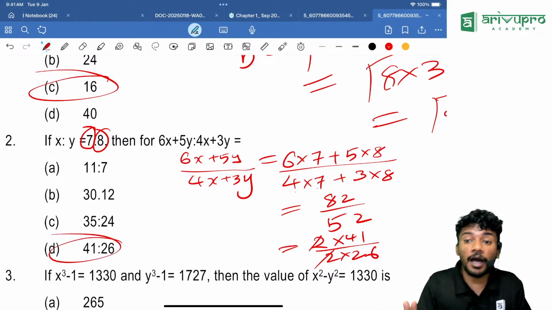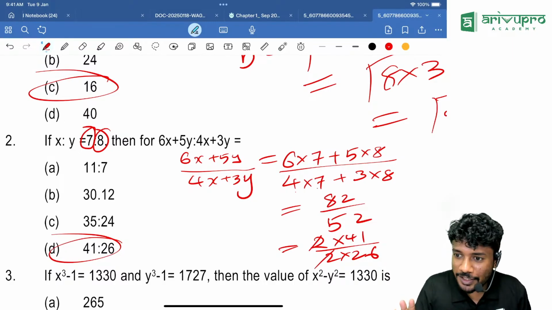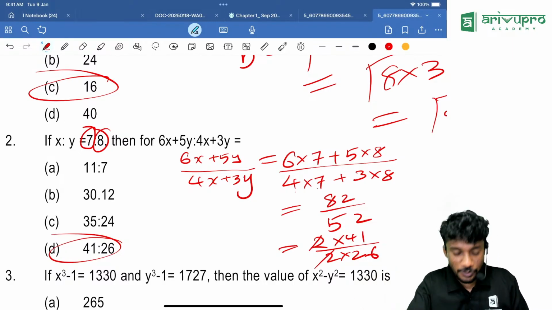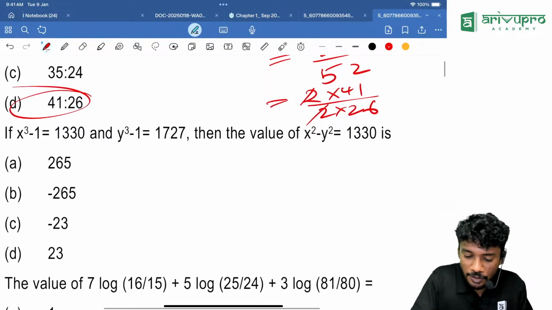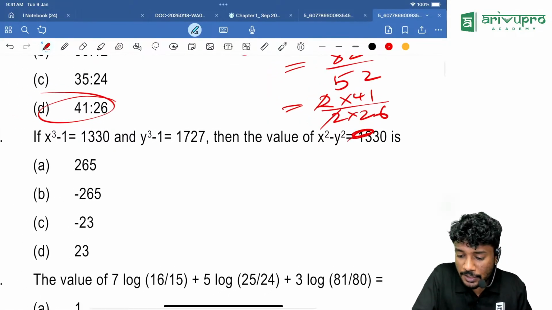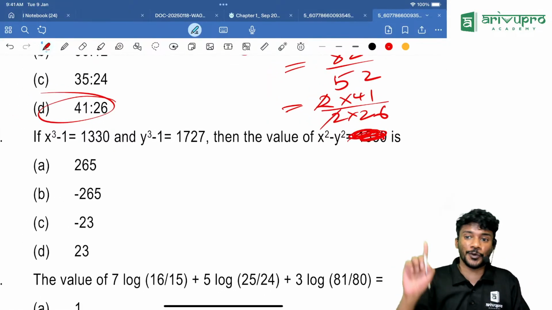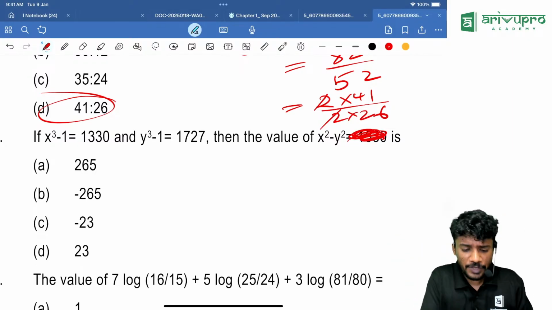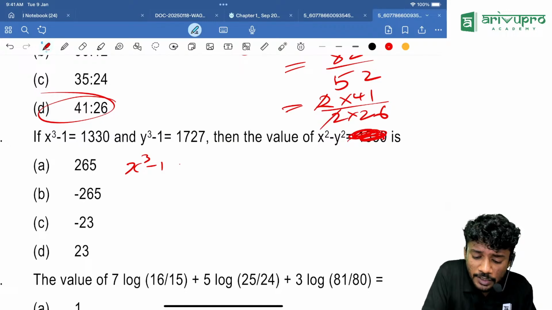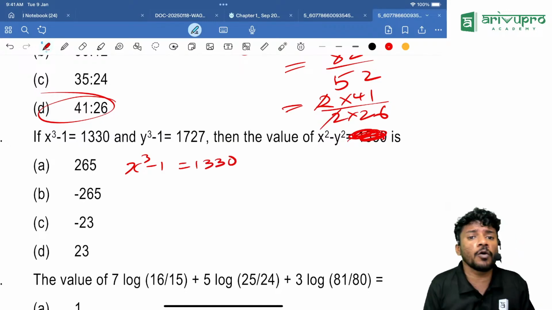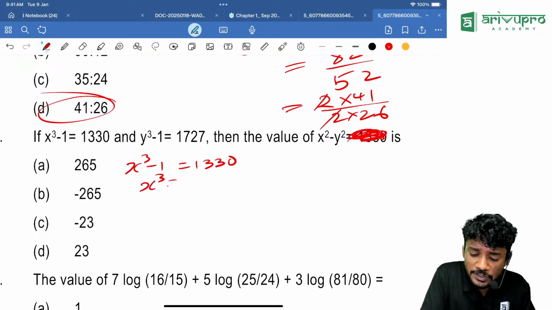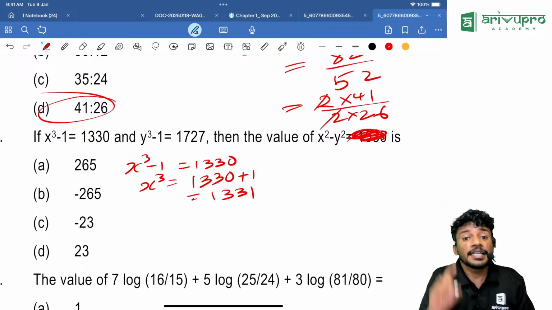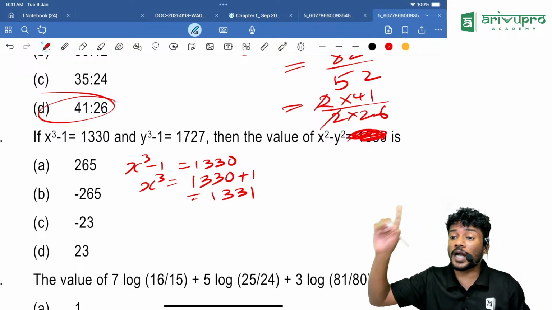Are you catching up? Is the question easy? Yes, these are the basic questions you should know. The next one. There is a mistake in this question. They are asking for x square minus y square. What is given? x cube minus 1 is equal to 1330. That means x cube is equal to 1330 plus 1, that is 1331. Now, x cube value is 1331.